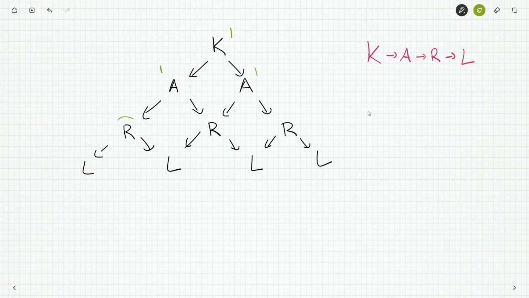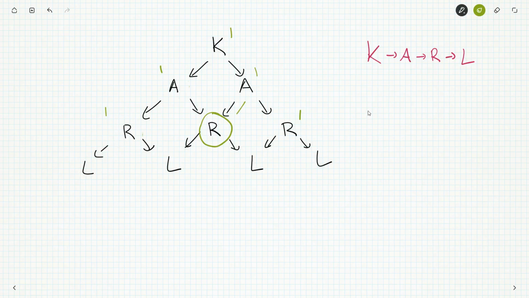Now, how about this R down here, this left R? Well, the only way to get to this R is to come from the A before it. There's only one way to get to that A, only one way to get to this R. Same with this R over here. Now, the R in the middle, that's where it gets a little interesting. How can I get to this R?